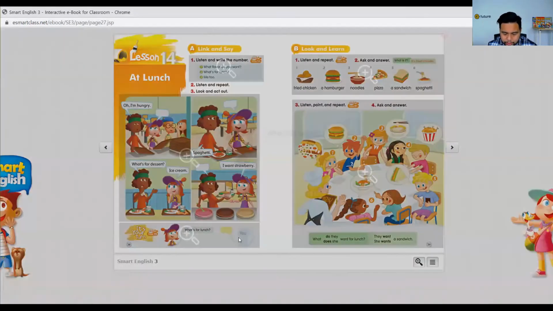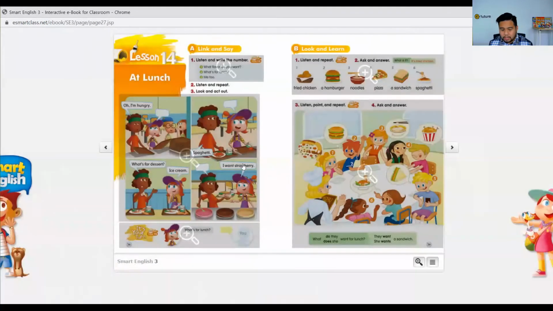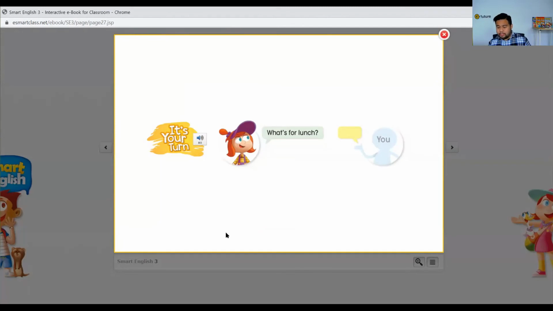Okay, and now we're going into "It's your turn." So now we're creating the dialogue. We practice the question here, "What's for lunch?" And now it's a kind of personalization. You can have the students answer. In the dialogue, when the student asked what's for lunch, they answered spaghetti. So now if you ask your class, what's for lunch? You can tell me what's for lunch.